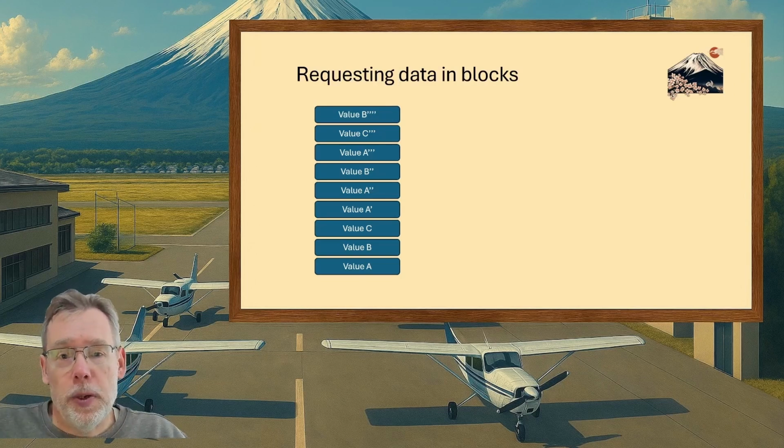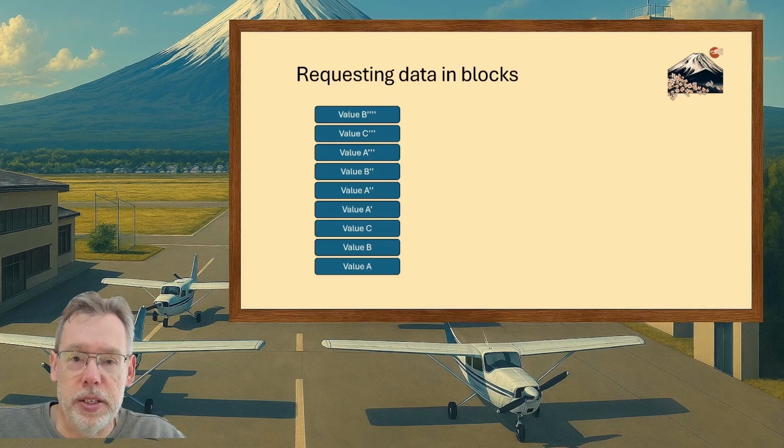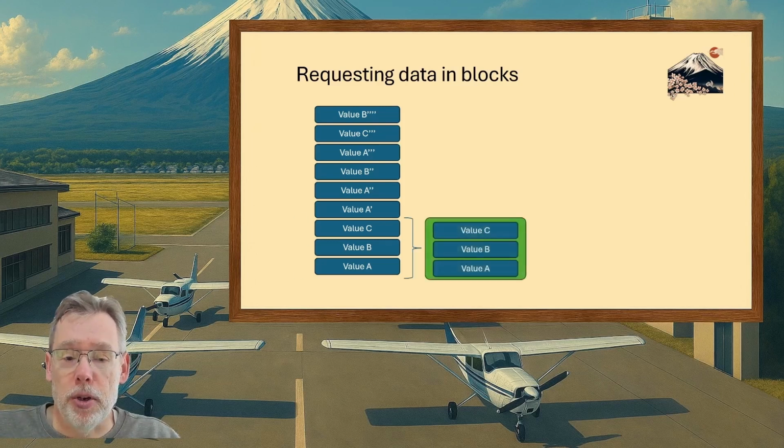If we request each value by value, then there is a lot of to and fro between our application and what is happening in the simulator. And that is wasting time and effort. So instead, what happens is we put those values together in a block. This block, for example, could contain A, B, and C. And now when we request this data, we get all of them at the same time.